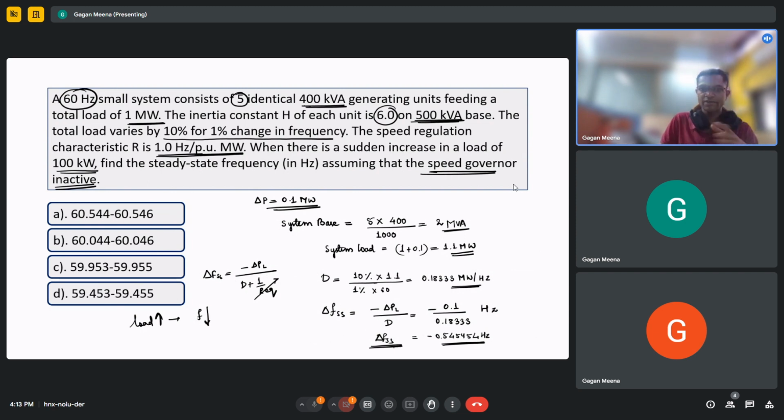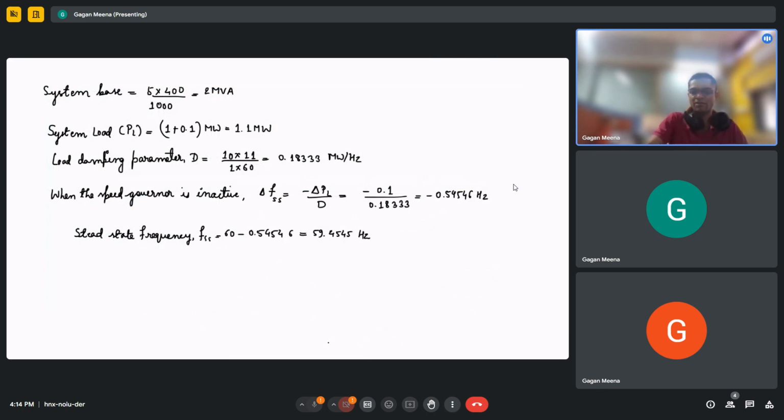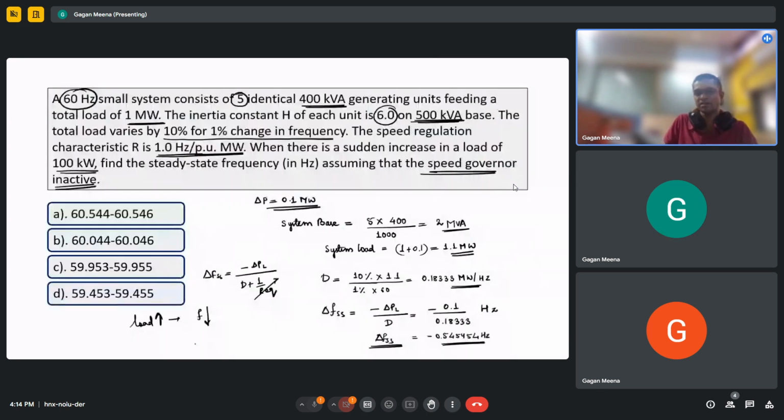So this is the first part of the question where we are not considering the speed governor. We are considering that it is inactive. Because it is inactive, there will be more deviation in frequency from its initial value. But when we incorporate the speed governor within it, then we will see that the frequency deviation will reduce. And that is the next part of the question. So first part we have already solved, and we found that the steady state frequency deviation comes out to be minus 0.54.